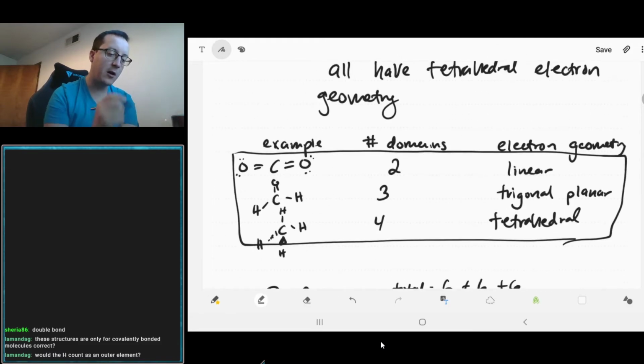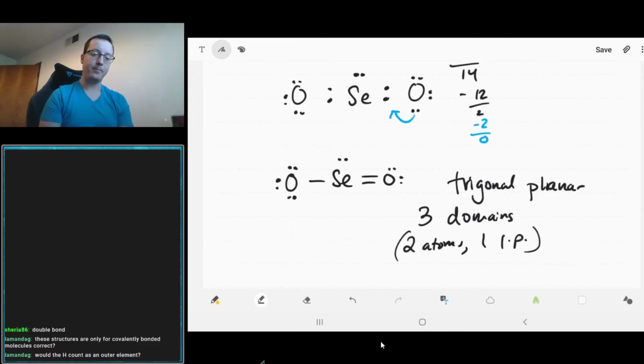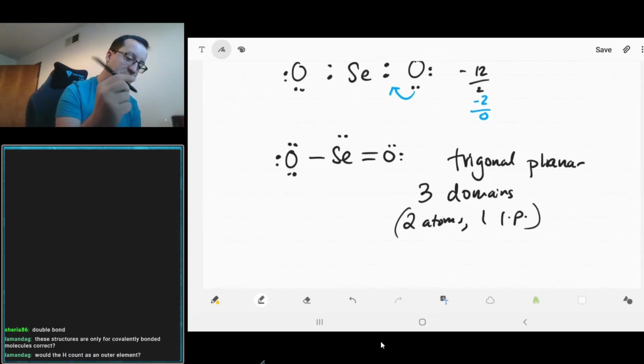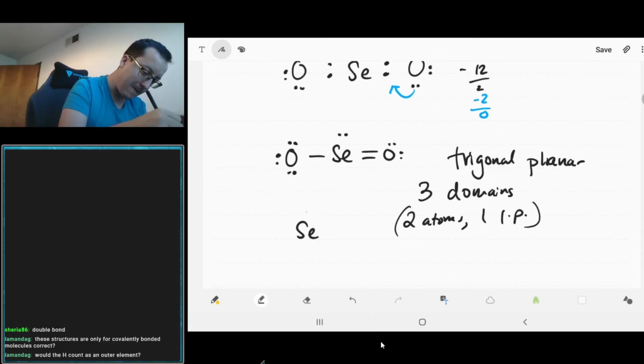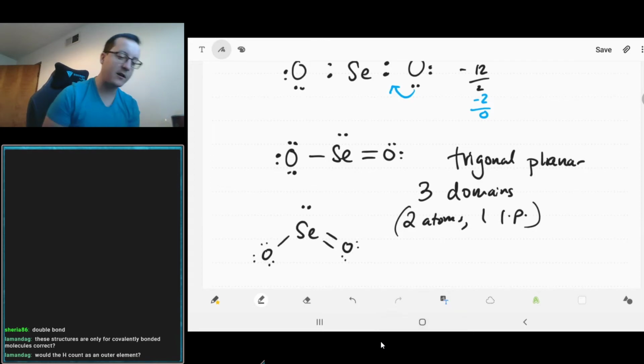We're going to go ahead and look: okay, if it has three domains, it's trigonal planar. And lo and behold, poof, there we are. If we were to draw this with the geometry, just to be a little bit more correct, we would probably draw it this way. Or again, you could put the oxygen up. Doesn't really matter which one you put on top, as long as you have one single bonded oxygen, one double bonded oxygen, and one lone pair, that's what matters here.